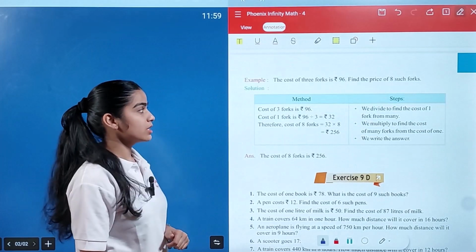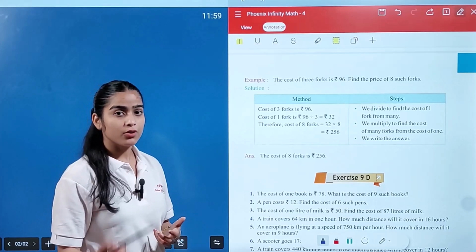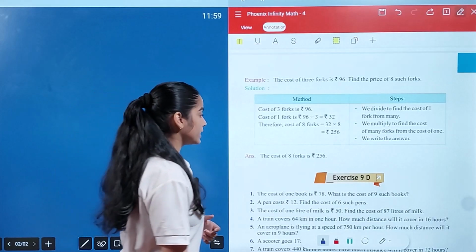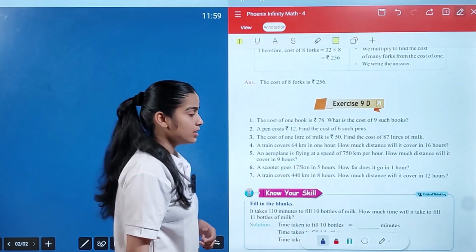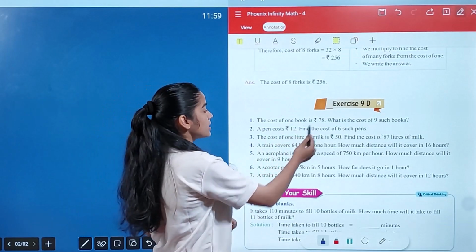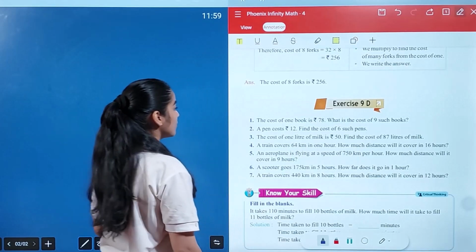Now the cost of 3 forks is 96. Find the price of 8 such forks. So first we have to find for one and then you can calculate it. Okay. Now we move forward to our next exercise, exercise 9D, where the cost of one book is 78. What is the cost of 9 such books?